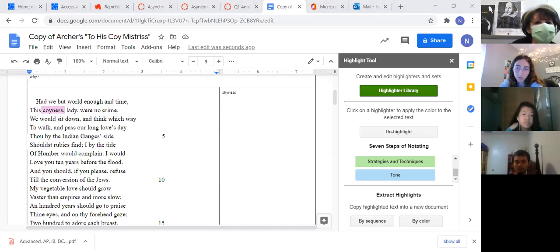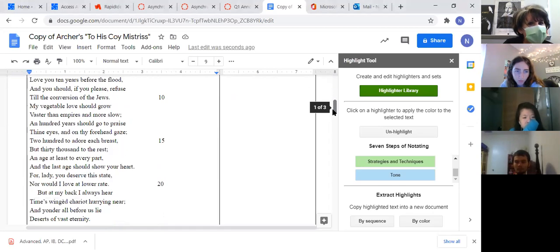I would love you ten years before the flood, and you should, if you please, refuse till the conversion of the Jews. My vegetable love should grow vaster than empires and more slow, and a hundred years should go to praise thine eyes and on thy forehead gaze. Two hundred to adore each breast, but thirty thousand to the rest. An age at least to every part, and the last age should show your heart. For lady, you deserve this state, nor would I love at lower rate.